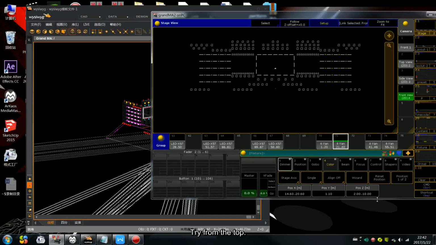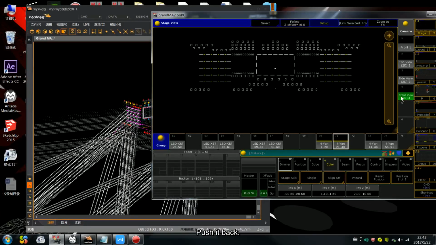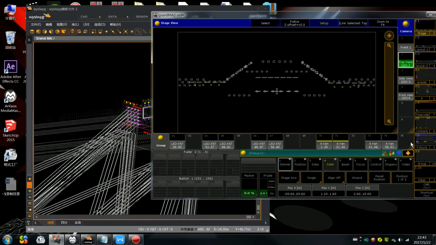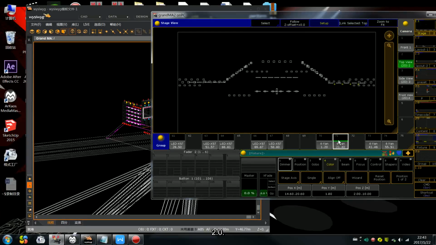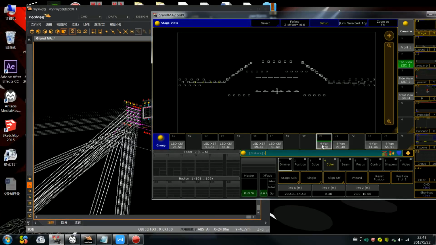Select these 2 groups. Try from the top. Push it back. Then push. This group is not in place. Then I will choose this group. Push back alone, 2.0. This group should be 2.0. 2.3 this group. Feel.